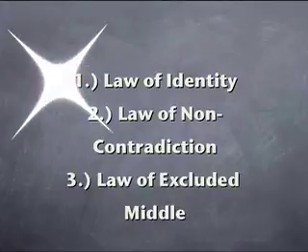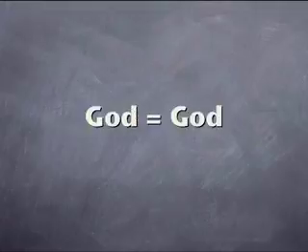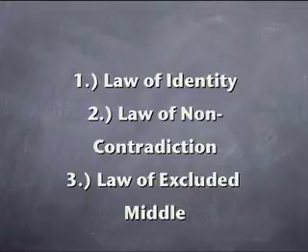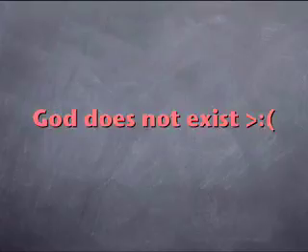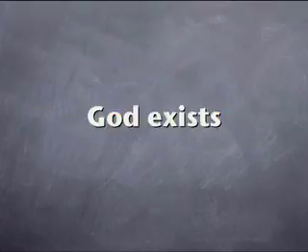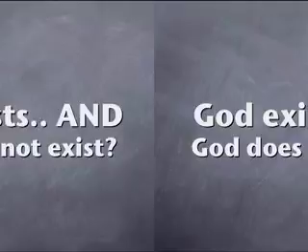Okay, the law of identity says P is P. For argument's sake, we're going to translate that and say God is God. Okay. Second, the law of non-contradiction. For our argument's sake, we're going to take the phrase God exists and the phrase God does not exist. The law of non-contradiction says that both of those phrases cannot be true at the same time. So either God exists or God does not exist.